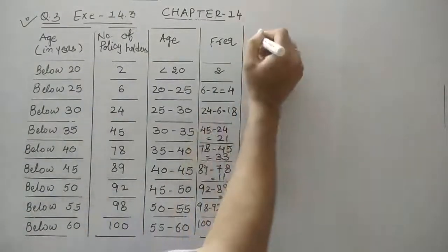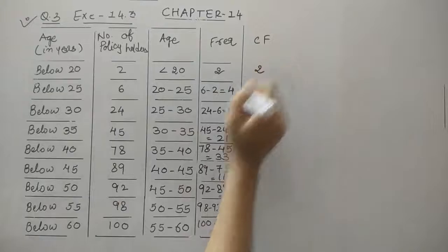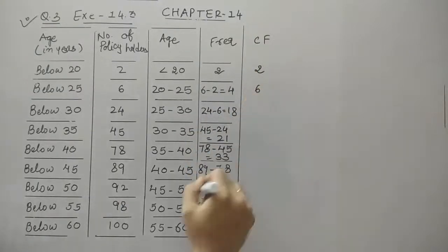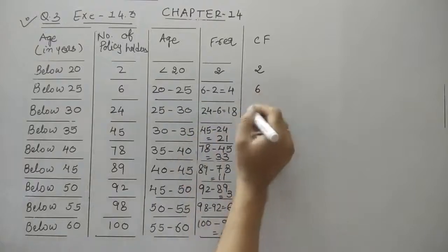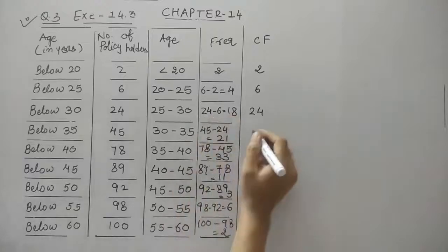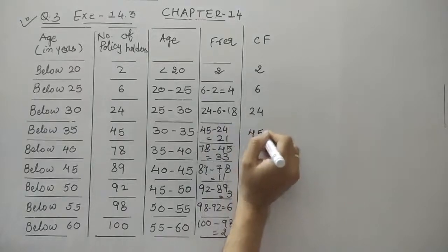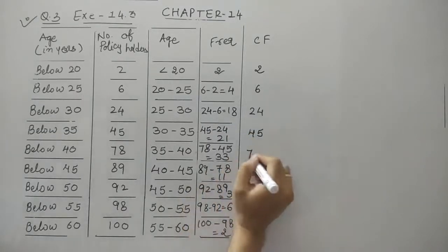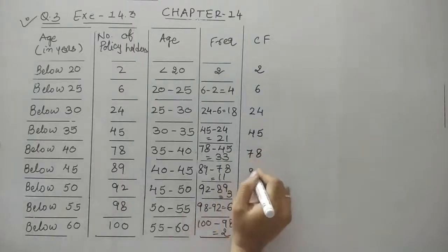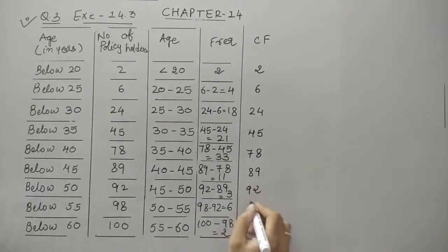So let us find out the cumulative frequency of those. तो आप देखेंगे यही values मिलेगा हमें. So that is 2 comes here. 4 plus 2, 6. 6 plus 18, so the 24. Look at this. 21 plus 24. So that comes 45. 33 plus 45, 78. 11 plus 78, 89. 89 plus 3, 92. 92 plus 6, 98. 98 plus 2, that is 100.